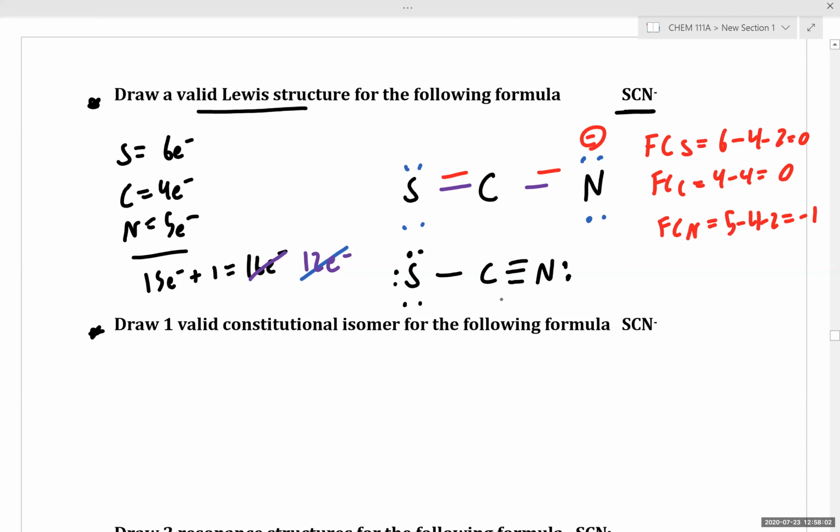So looking at this following structure, this second structure is actually a more representative structure for the following formula. And the reason for that is if we start to look at our formal charges, what do we notice about the formal charges in this molecule? Where is our negative formal charge located? Sulfur, yep. We'd have our negative formal charge on sulfur.